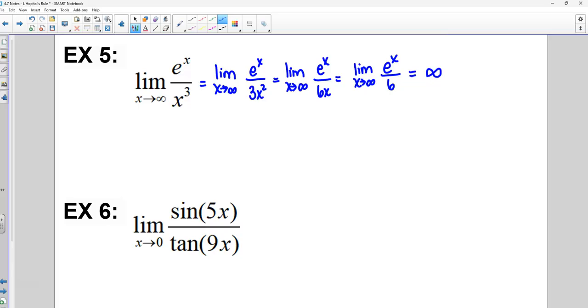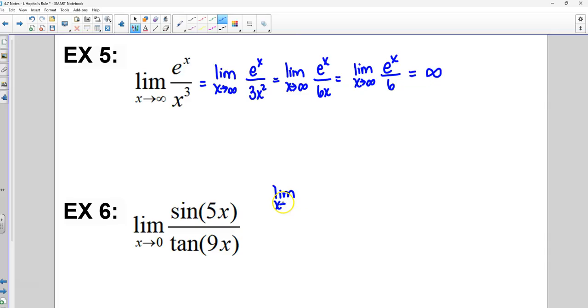For number 6, we're running into some trig here. I feel like maybe there's a trig identity, but we've got the 5x and the 9x. There might be a way this can be done a different way. But first of all, let's check and make sure L'Hopital's rule applies here, because there's a chance it doesn't, and that I need to solve this a different way. This one's a little harder to think through, so let's go through the motions here.